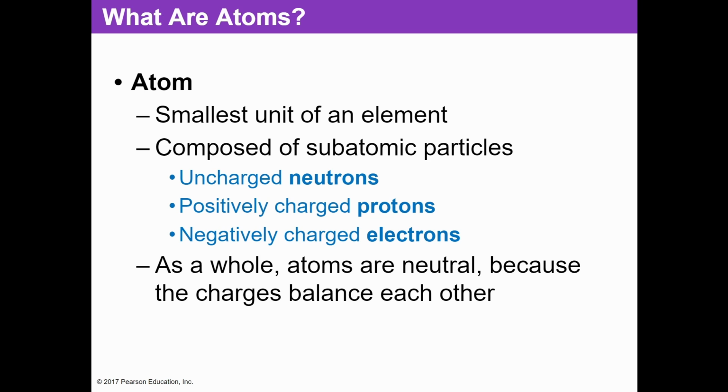Neutrons are uncharged or neutral. Protons are positively charged, and electrons are negatively charged. So on the periodic table, since it's representing neutral atoms, those atoms that are making up elements have the same number of positive and negative charges, or the same number of protons and electrons. So as a whole, atoms are neutral because the charges balance each other.